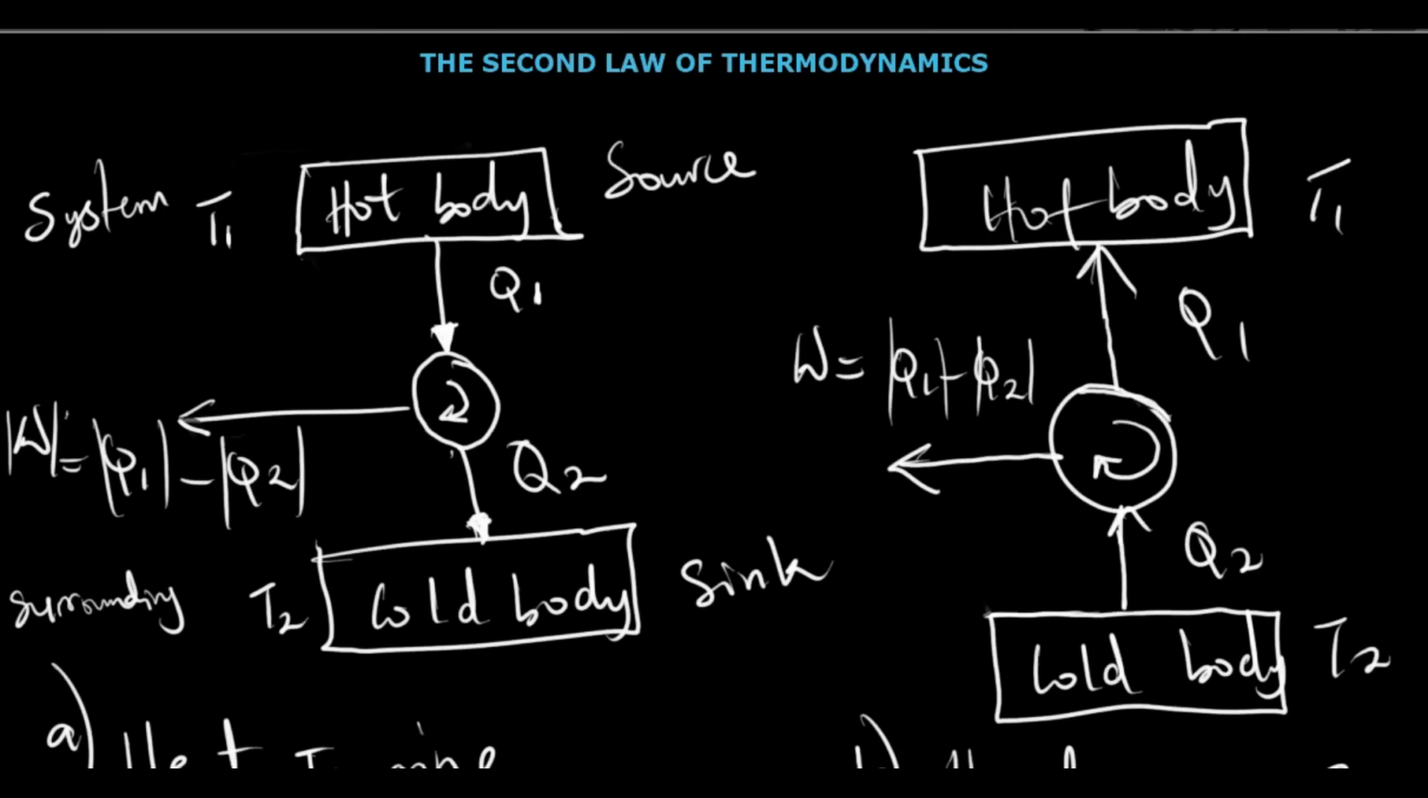Now, energy or heat is supplied to the heat pump from a cold body. So heat is extracted from the cold body to the heat pump, and then it goes down to the hot body. So here still remains the source of heat, here remains the sink.